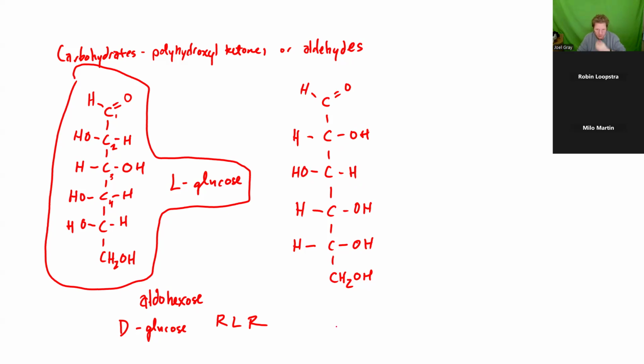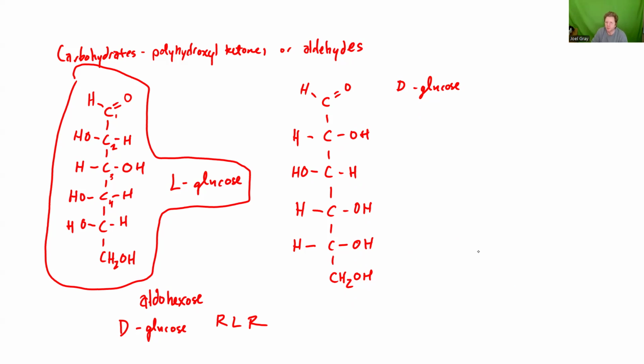Okay, so here is D-glucose, because I've got my second highest numbered carbon has my hydroxide group on the right-hand side. Now, what I'm going to do with this is cyclize it as a D-gluco-pyranose. Pyranose is the most common form of glucose that you'll see.